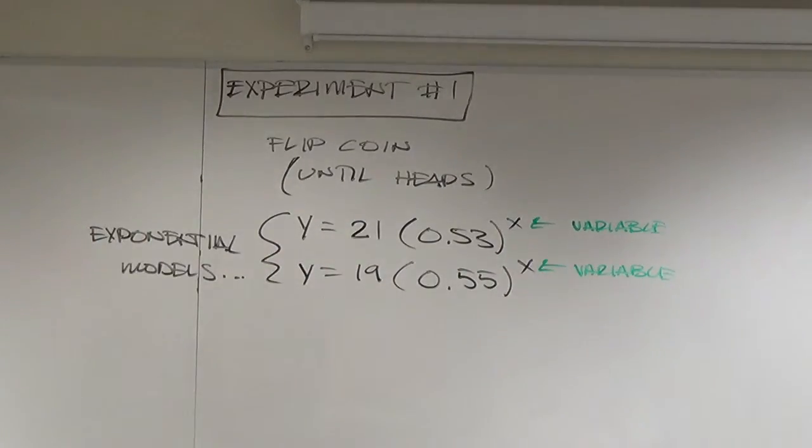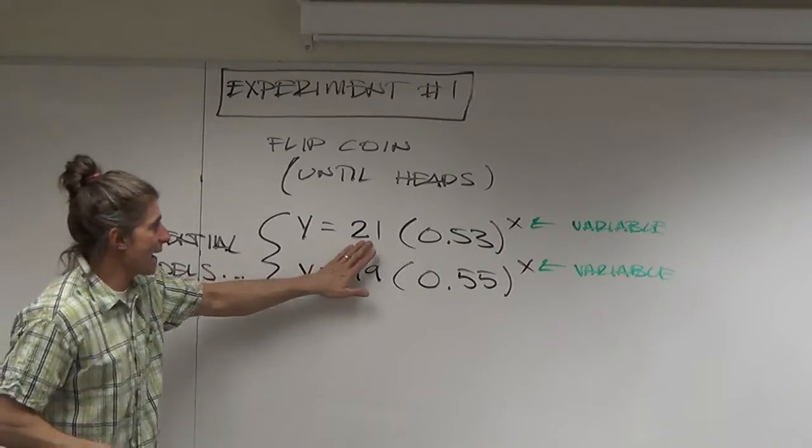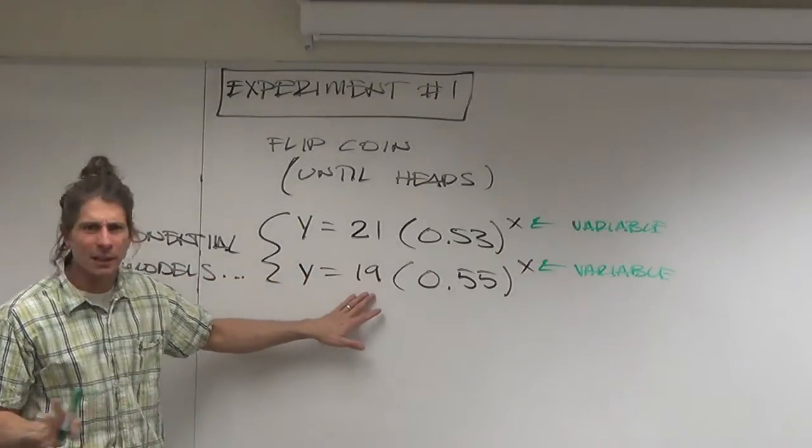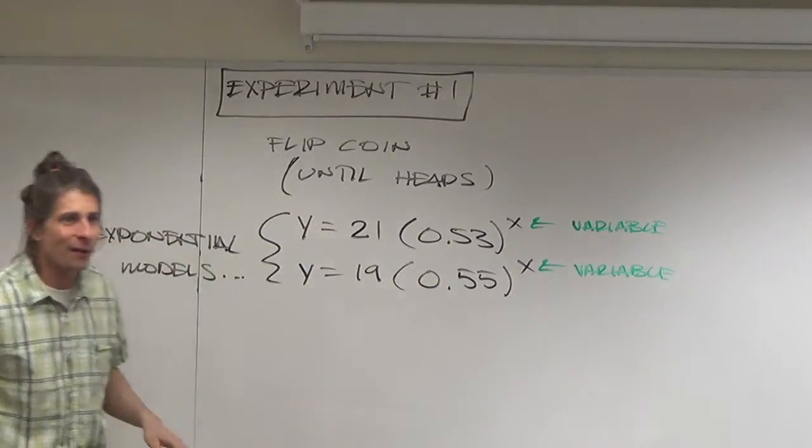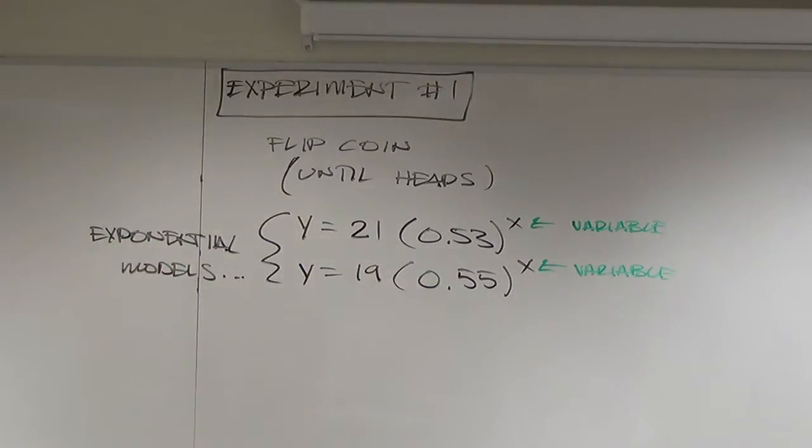Now you might remember when we ran the regression in the machine, it spit back the general form y equals a parentheses b to the x power. And then it listed these numbers. A was 21 or 19, depending on which one you got. B was the 0.53 or the 0.55. So the idea is, what are these 2 pieces? I want to come back to that question, if it's okay.